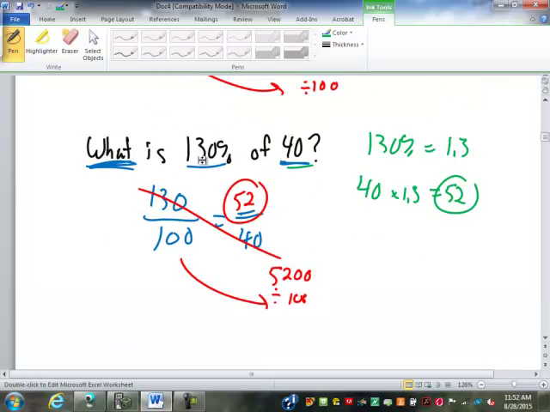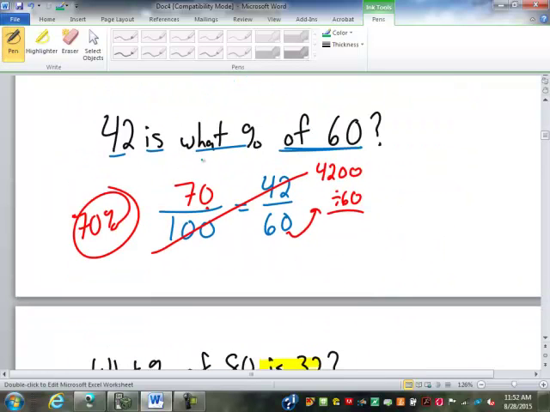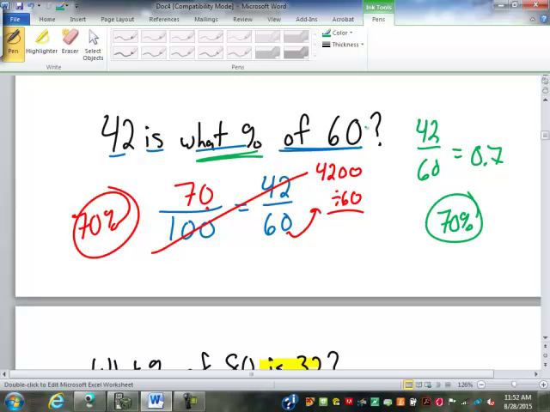In fact, with our rate method, we can come back up here. 42 is what percent of 60? Well, we're missing the percent. So what we have to do is divide 42 by 60, which is 0.7. Then we move our decimal point to make that a 70%. So not only do you have to decide whether you multiply or divide, but sometimes you got to move the decimal point first. Sometimes you got to do the division and move the decimal point at the end.